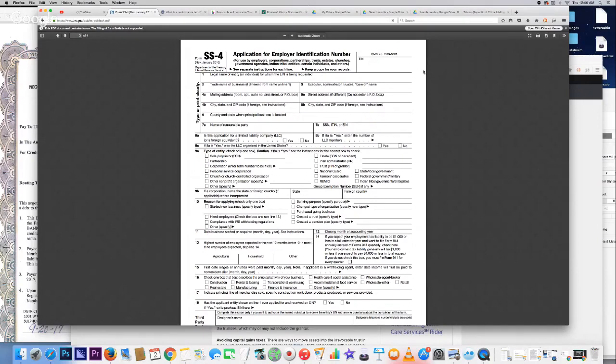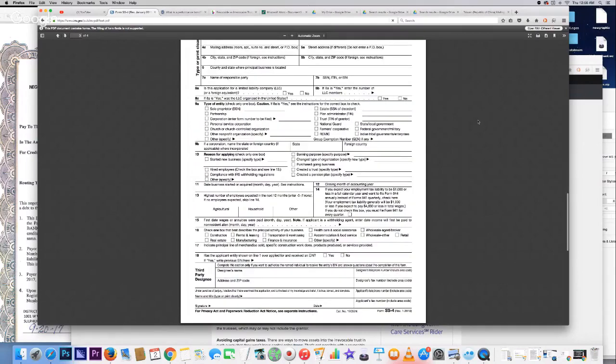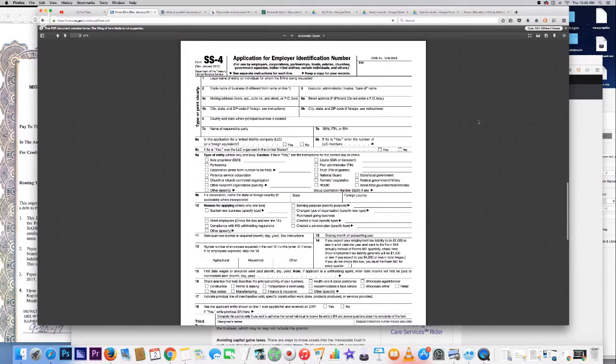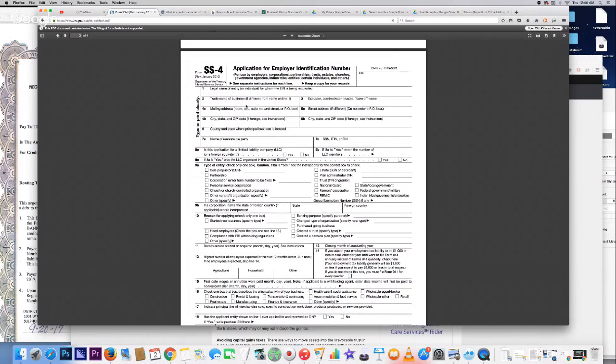For number one, you're going to put the name of your corporation, which would be, in this case, the name of your foreign trust. So if your foreign trust was John Snow Trust, it's going to be John Snow TR, for trust.